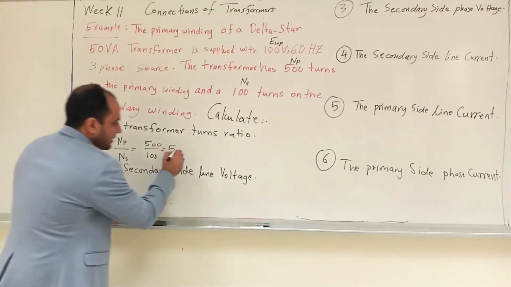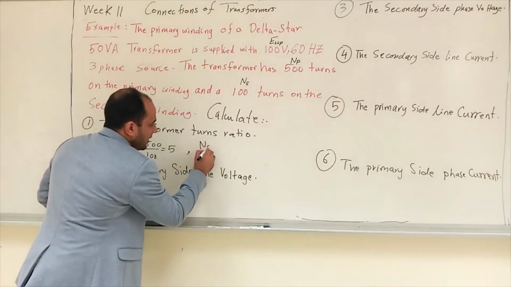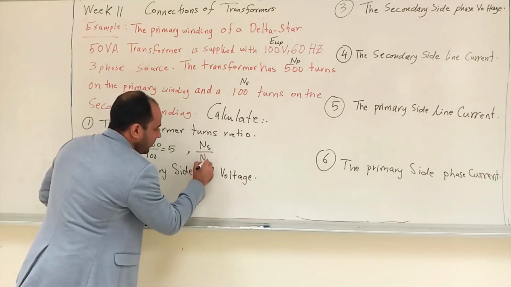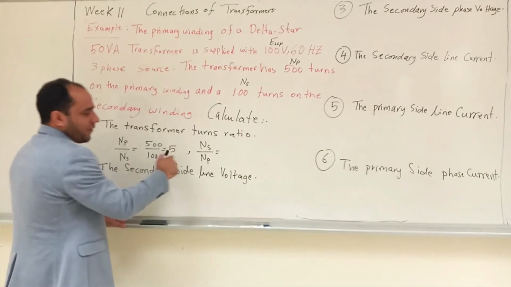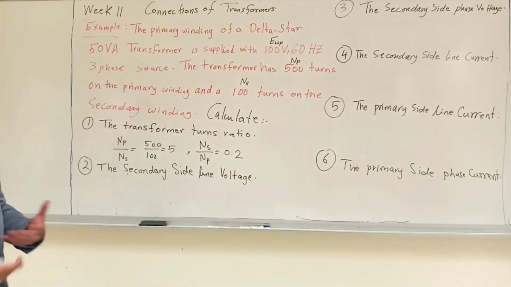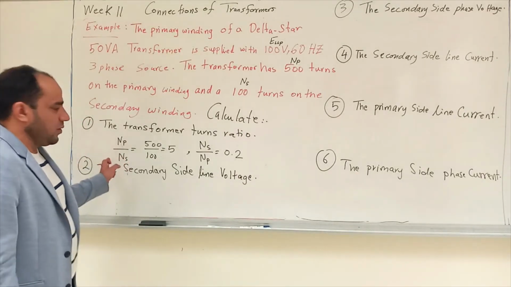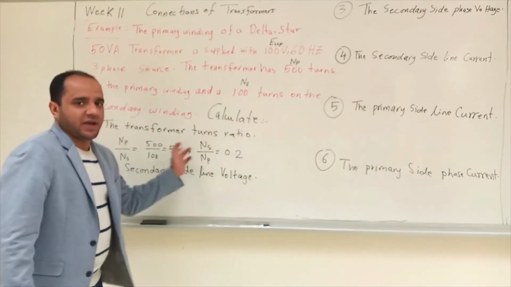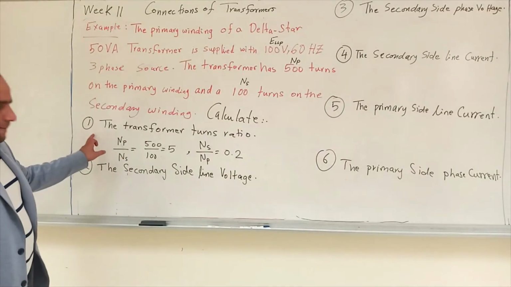Another way of saying the opposite of that turns ratio is N_S over N_P, which is basically 100 over 500, or 1 over 5, which is 0.2. So depending on what you need to use in your equations, whether N_P over N_S or N_S over N_P, you can use any one of them, as we will see later. So one is done.